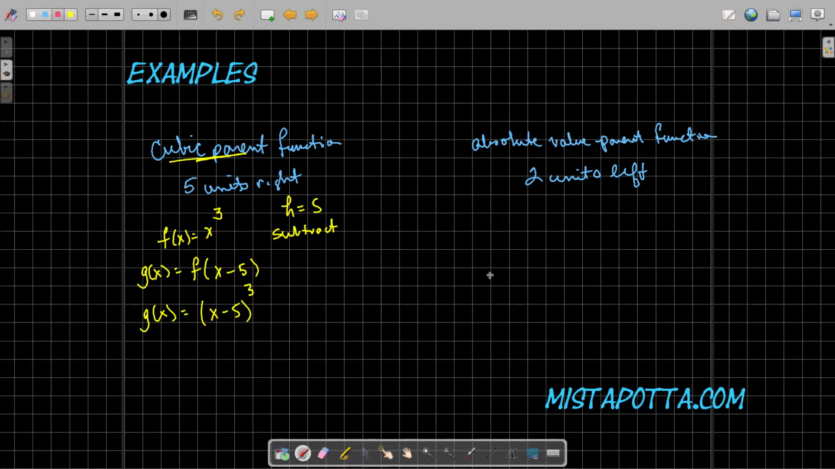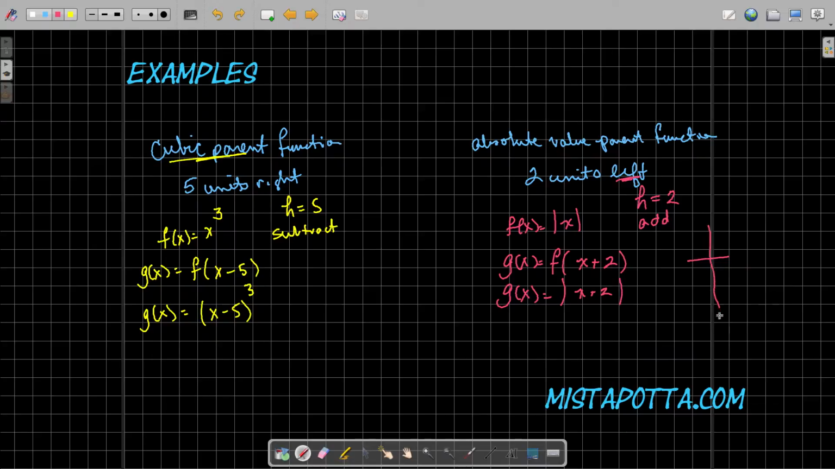Similarly, if I want to take the absolute value parent function and move it 2 units to the left, keep in mind because I'm moving it 2 units to the left, h is 2. And because I'm moving it to the left, we are going to add. So for us, g of x ends up being f of the expression x plus 2. And here, f of x is our absolute value function. So for us, g of x is going to be equal to the absolute value of the expression x plus 2. And what this does is it actually graphs it 2 units to the left.